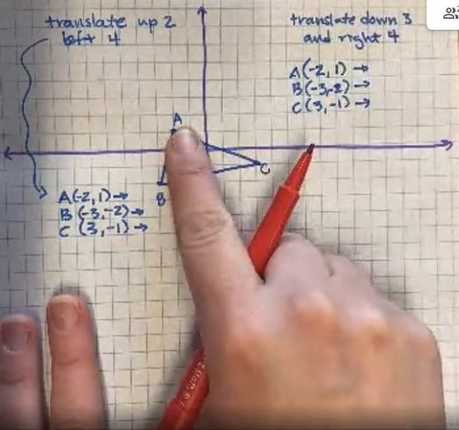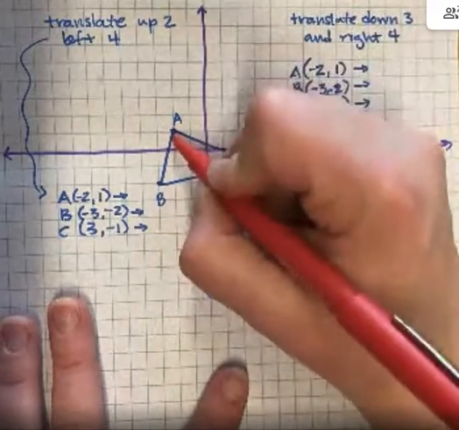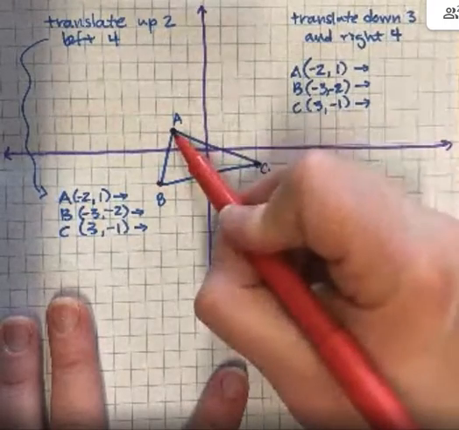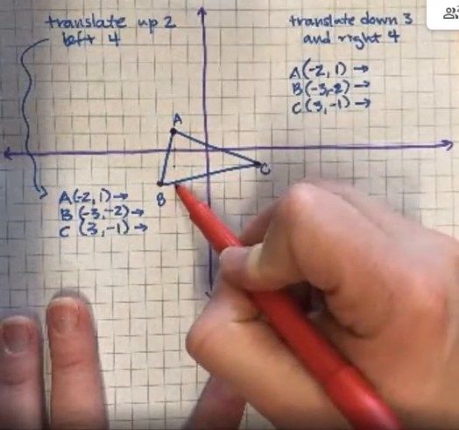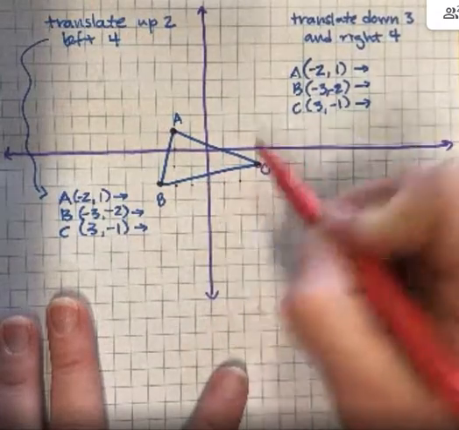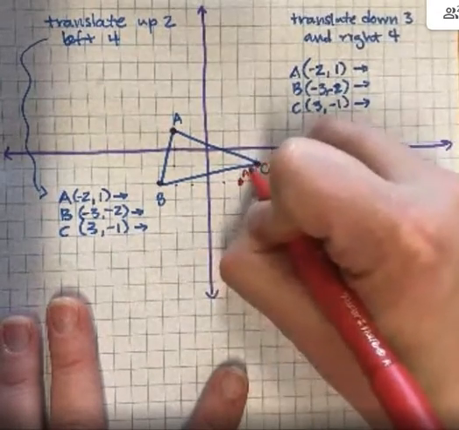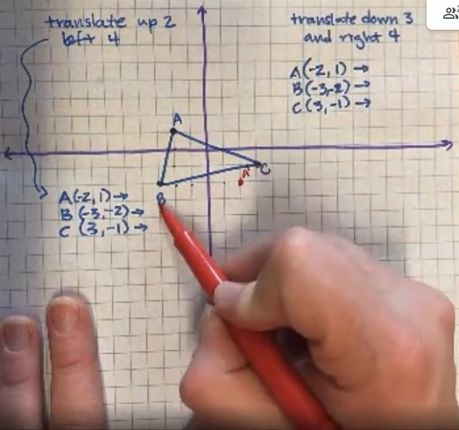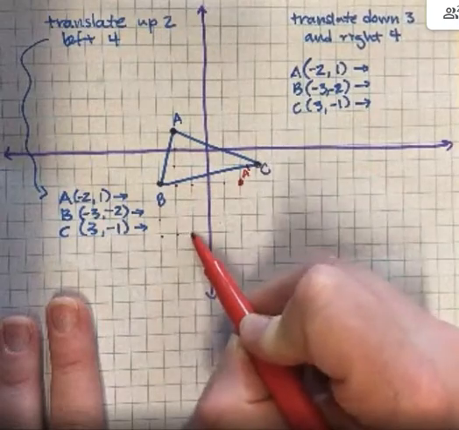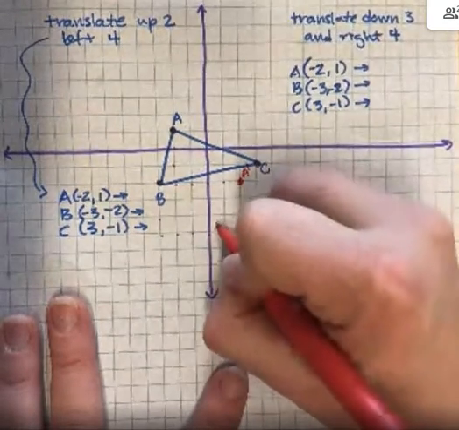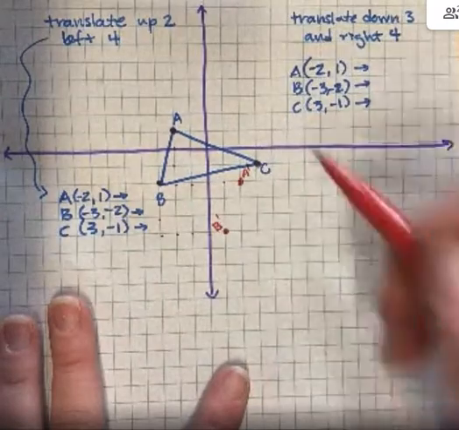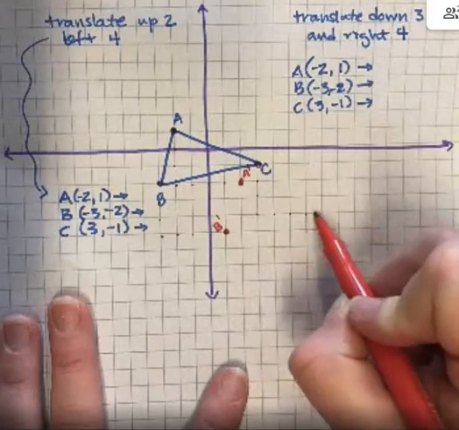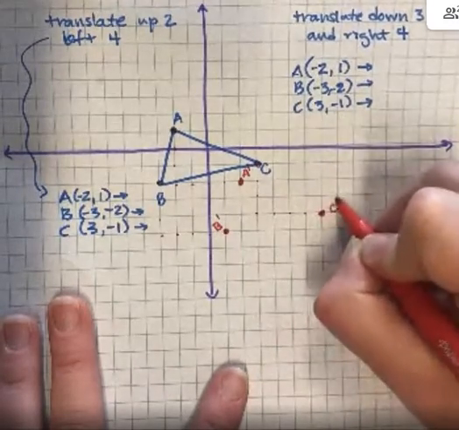If I'm translating it down 3 units and to the right 4 units, that means every single one of these points is going to follow that same translation. I'm going to go down 1, 2, 3 units, to the right 4, 1, 2, 3, 4, and mark that new point as A prime. I'll do the same thing with B: down 1, 2, 3, right 1, 2, 3, 4. I'm going to mark this new point B prime. Same thing for C: down 3, right 4. I'm going to mark this new point C prime.